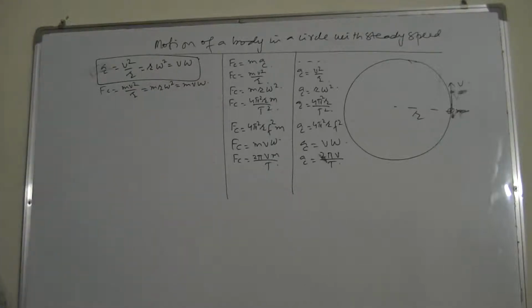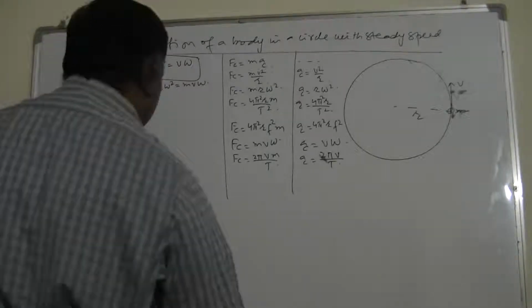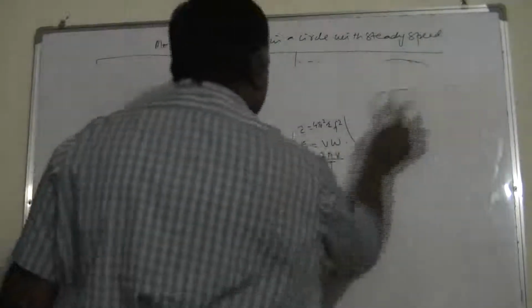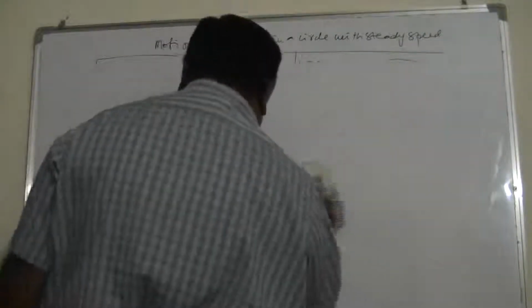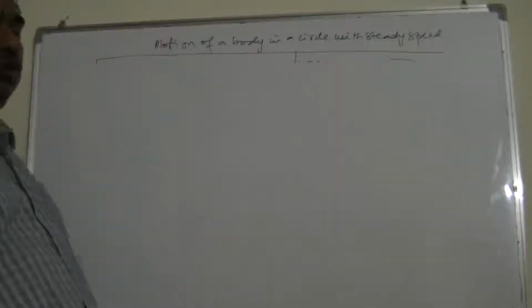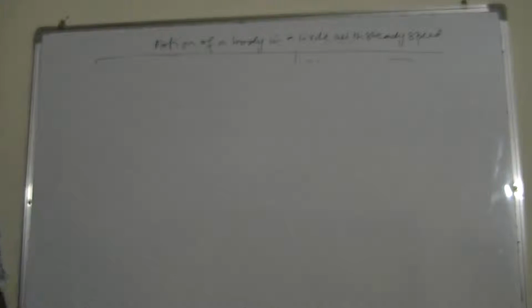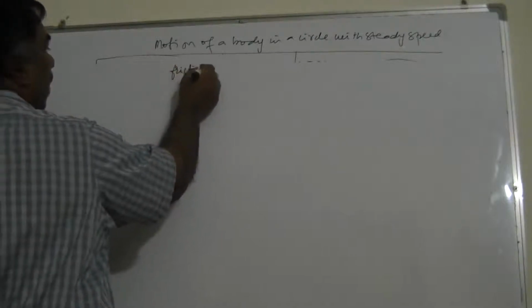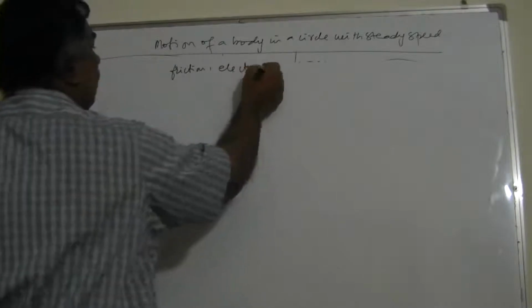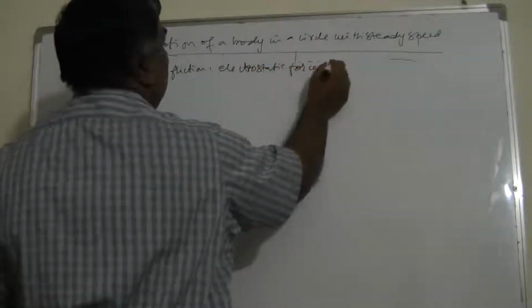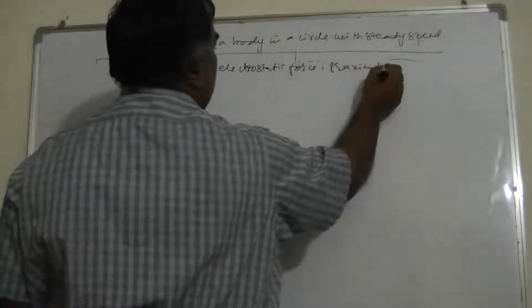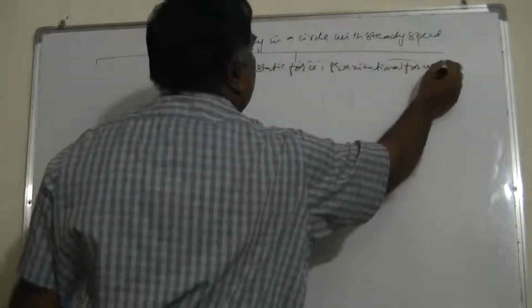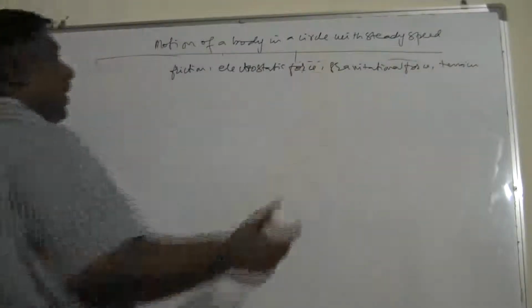So a centripetal force is always required to make a body move in a circle. But I give you a word of caution: centripetal force is not a new force. When you draw the free body diagram, you should not include the centripetal force, because it is supplied or provided by either friction, the electrostatic force, the gravitational force, the tension, or any other means. It is not a separate force.